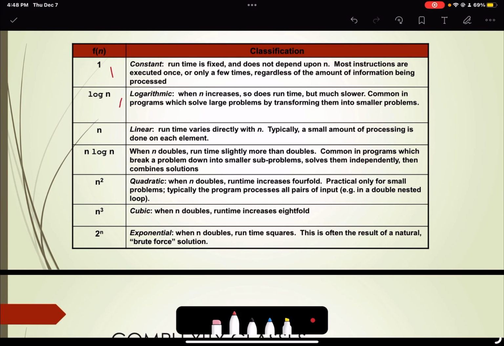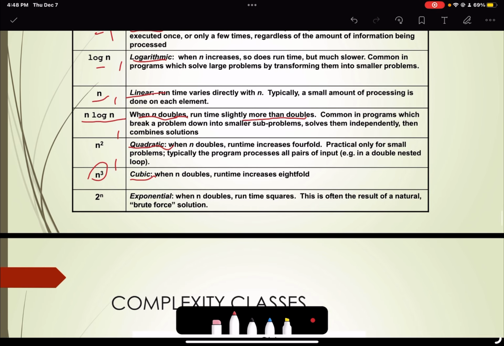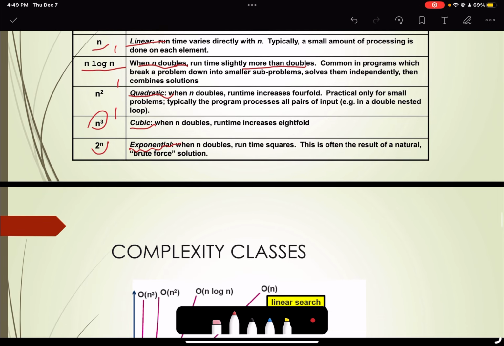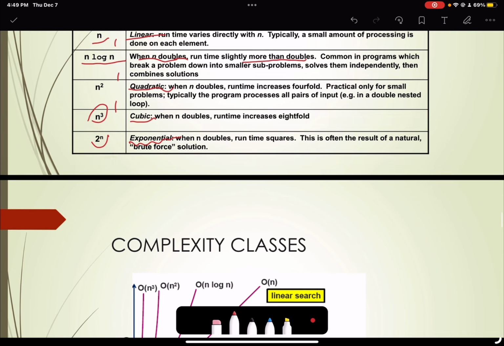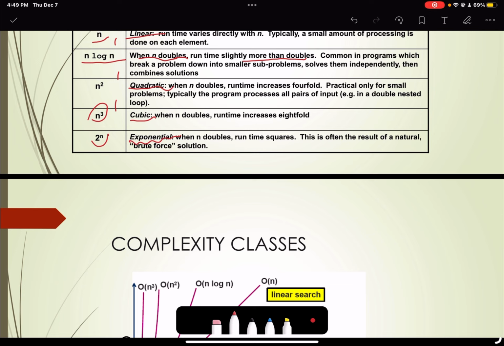For the different functions that we are given, if it is 1, we say it is constant. Log of n means logarithmic, and n is linear. For n log n, when n doubles, the runtime is slightly more than double, so n is multiplied by log of n. N squared is quadratic, n cubed is cubic, and 2 to the n is exponential. Brute force algorithms that you will come across in the future usually have a complexity of 2 to the n.